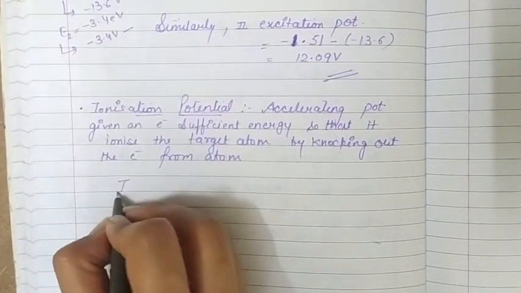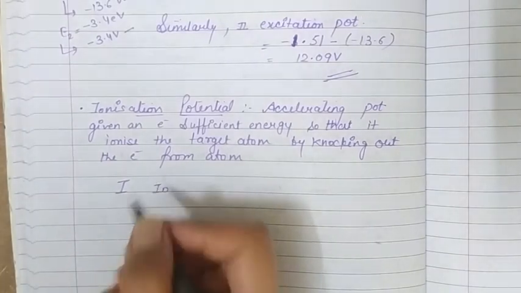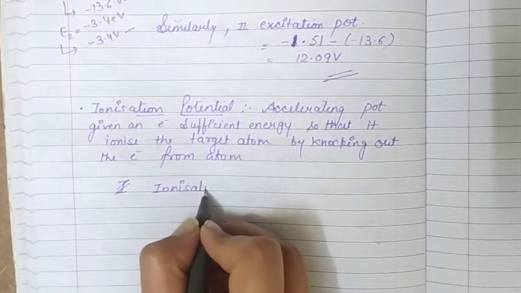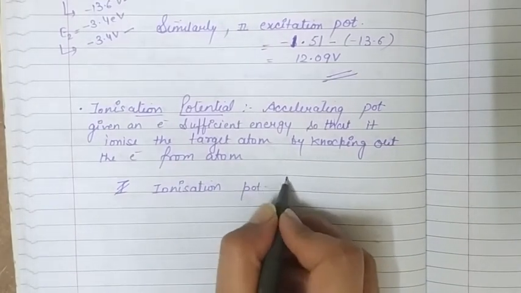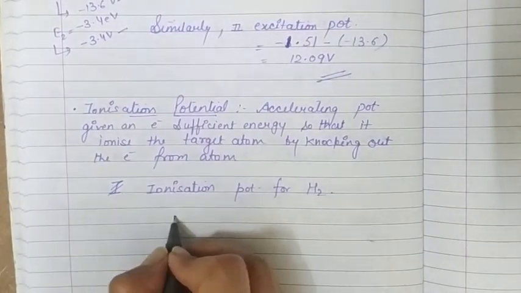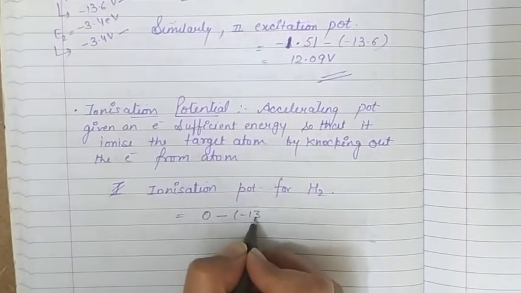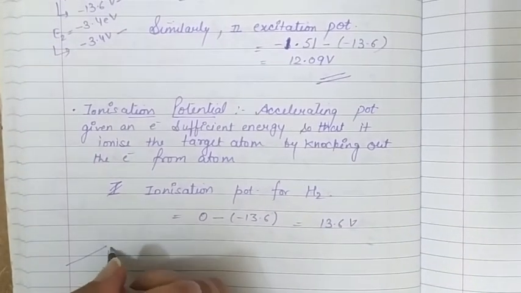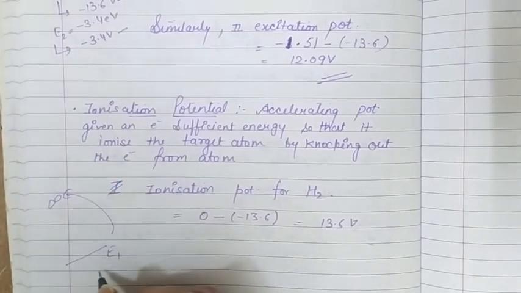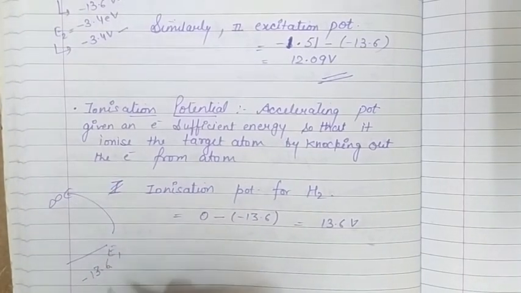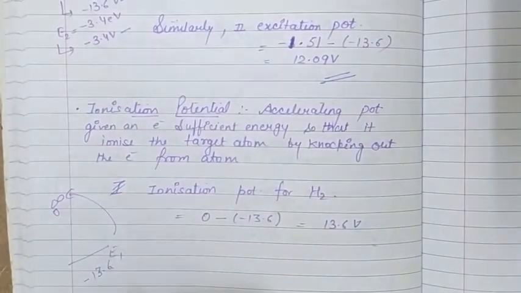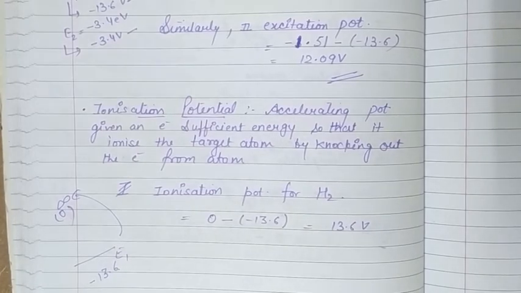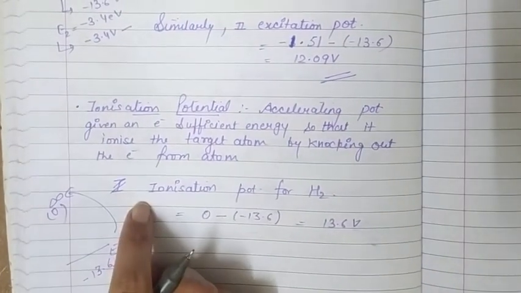So in this case there is no first or second, simply the ionization potential for hydrogen atom is 0 minus (minus 13.6), that is 13.6 volts, which means the electron is going from the first energy level to infinity. So at this level the potential is minus 13.6, and out of the atom it becomes 0. So for the final state it is 0, and for the initial state it is minus 13.6, and we have to take the difference to find the ionization potential for the hydrogen atom.